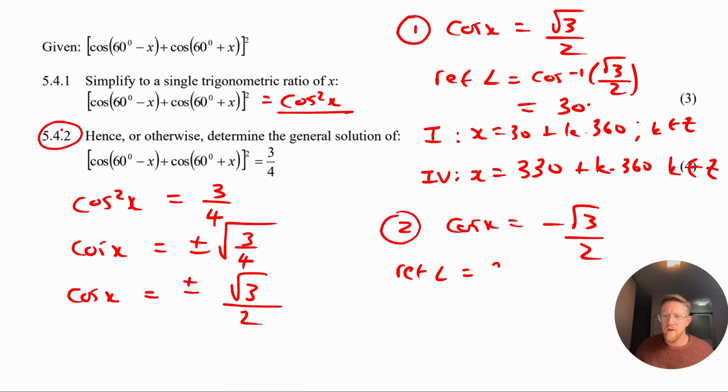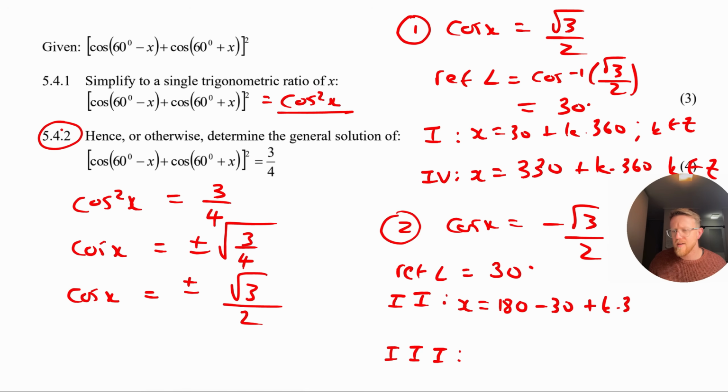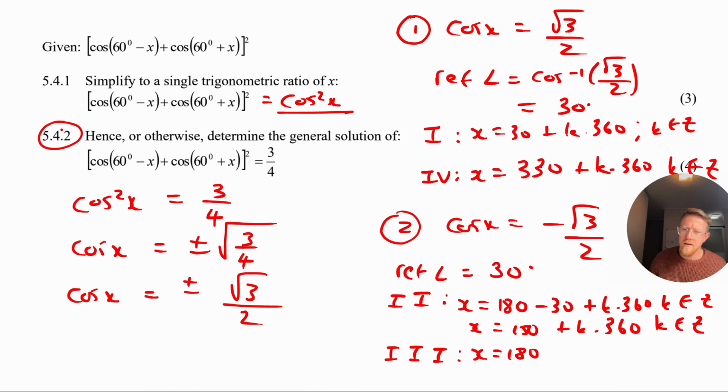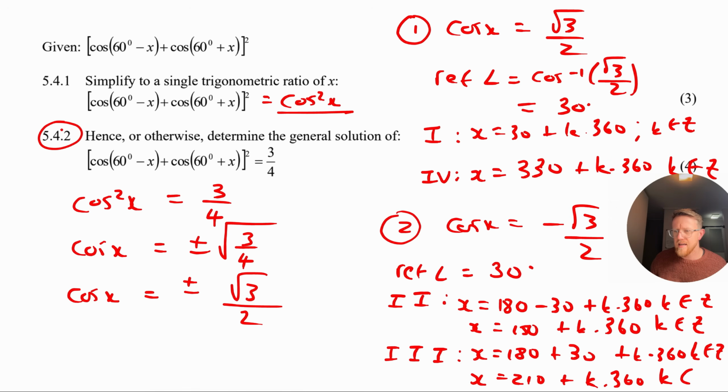And so you're still going to get a reference angle of 30. But then you're going to work in the quadrants where cos is negative, which is going to be quadrant 2 and quadrant 3. And so you're going to end up with x equals 180 minus 30 plus k360, k an element of Z. If you simplify that, you get 150 plus k360, k an element of Z. And then for quadrant 3, you would say 180 plus 30 plus k360, k an element of Z. If you simplify that, you'd get 210 plus k times 360, k is an element of Z.